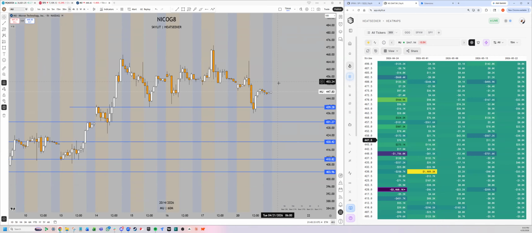So that'll probably be what I'd be expecting some trouble around there if this move really gets going. But at least right now, it looks like 440 got a nice reaction. And that's about it on MU.